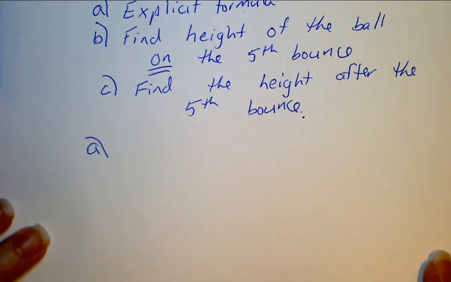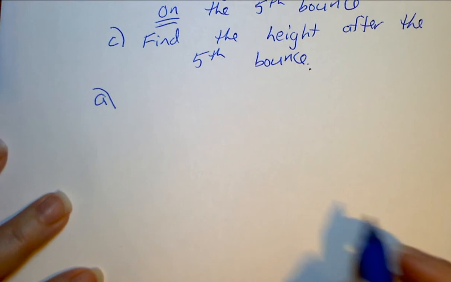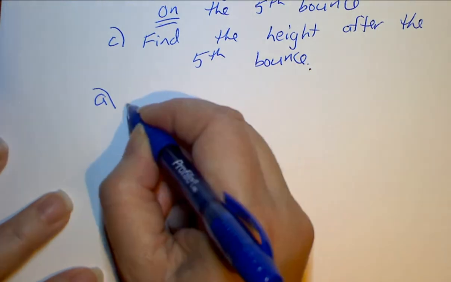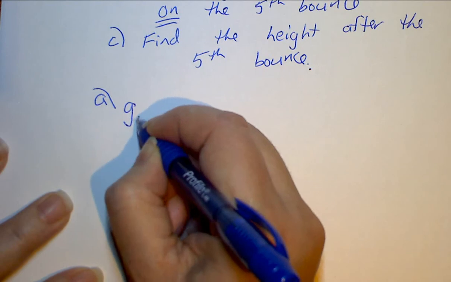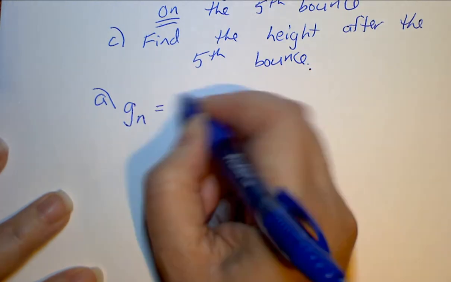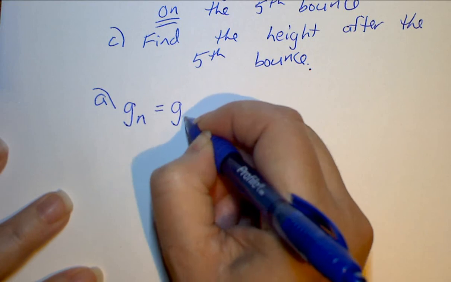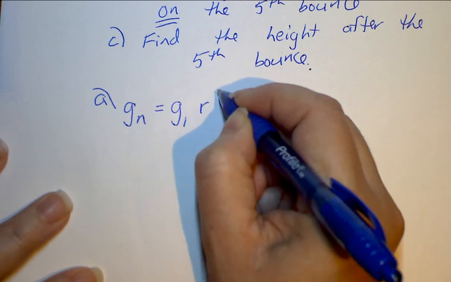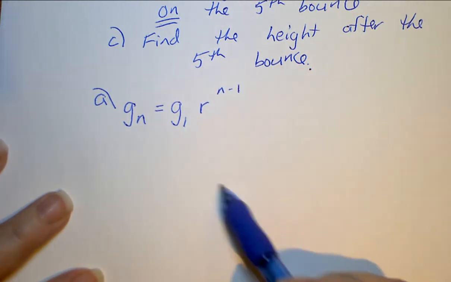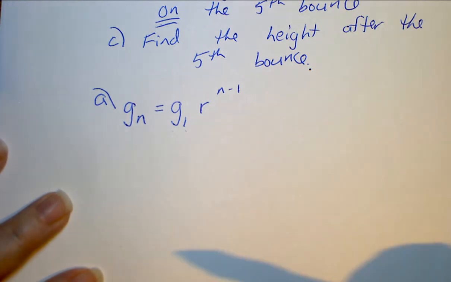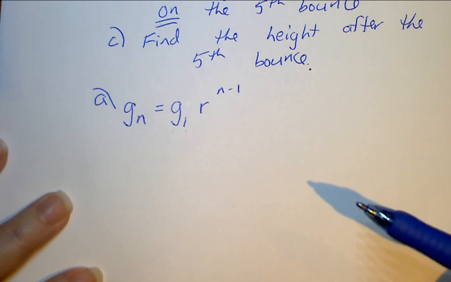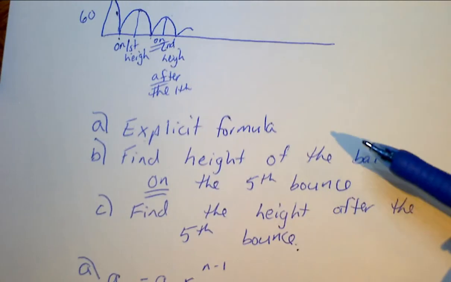Alright, so the first one, the explicit formula. The first thing we're going to do is find your explicit formula. Remember, your explicit formula is g sub n equals g1 times r to the n minus 1. Now, g1 is my first height. I'll pull it up here for a second.